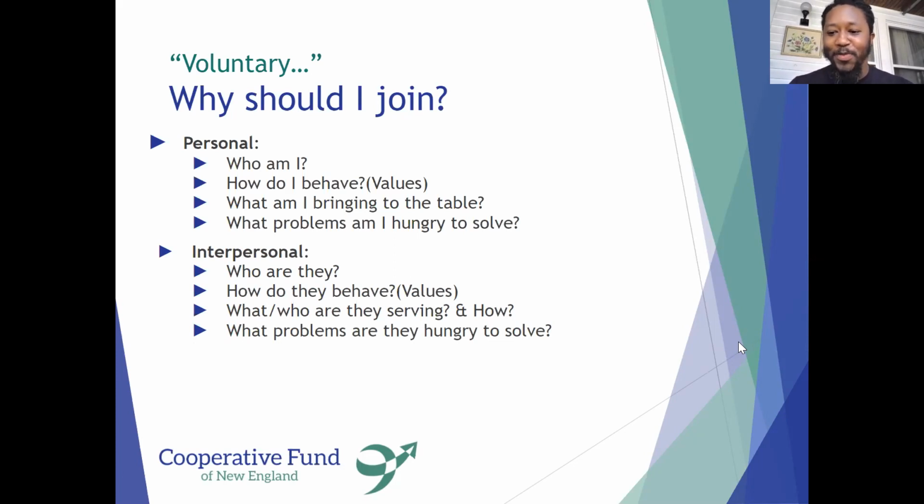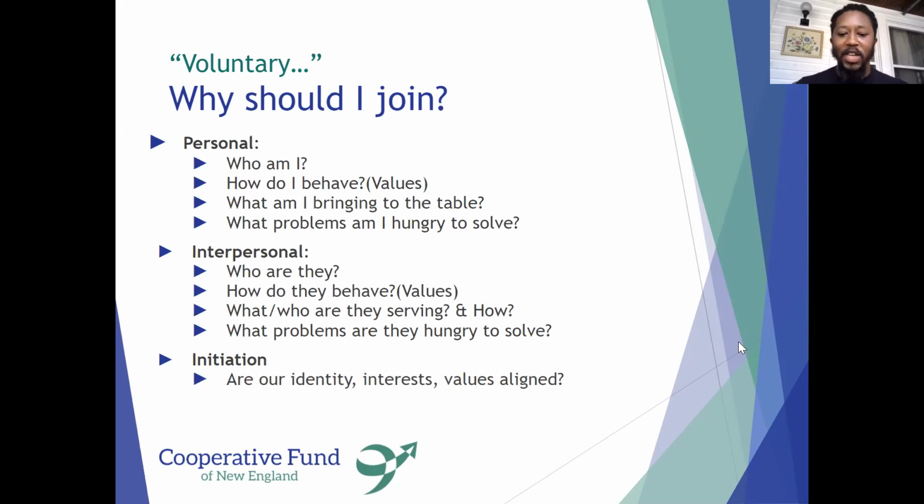Again, keeping it with our metaphor, right? Before I'm initiated into this group, I want to understand, are our identity, our interests, our values aligned, right? Do we connect across these two points, me and them? And then am I going to feel fulfilled in partnership with these people? Do we share a vision for success, in other words? That's me engaging in this voluntary piece. Why should I join? I feel like we have to answer these questions before we step into a role where we're sharing a future with a group of people or another person.